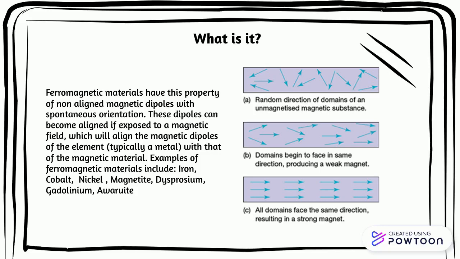Examples of ferromagnetic materials include iron, cobalt, nickel, magnetite, dysprosium, gadolinium, and aurite. The diagram on the right shows how it can get magnetized.